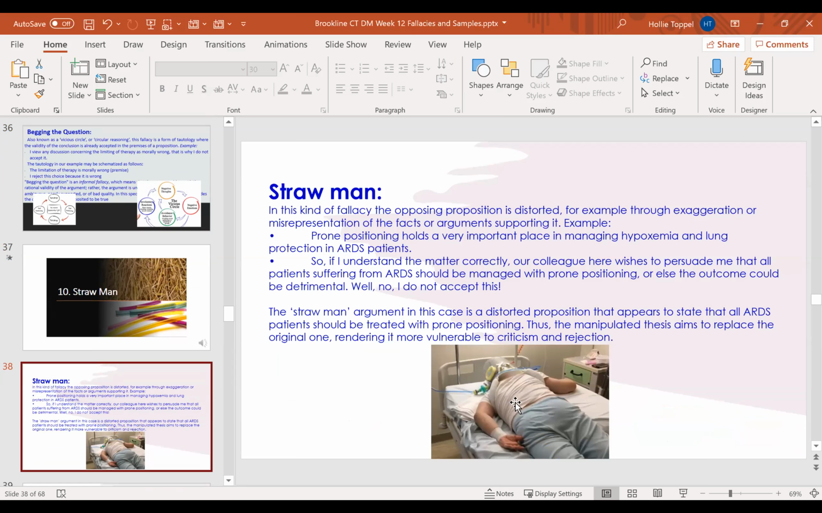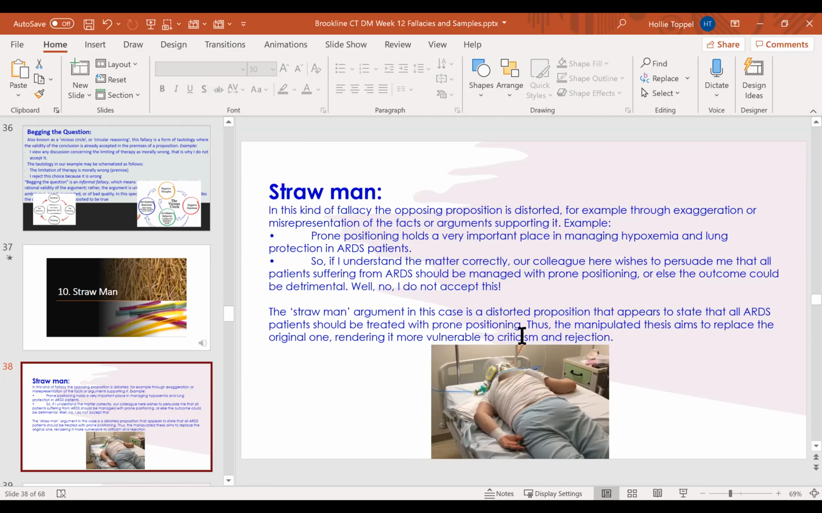Prone positioning holds a very important place in managing hypoxemia and lung protection in ARDS patients. So if I understand the matter correctly, our colleague here wishes to persuade me that all patients suffering from ARDS should be managed with the prone position, or else the outcome would be detrimental. And they don't accept that. So the straw man argument in this case says the distorted position appears to state ARDS patients should be treated with prone positioning, and it replaces the original one. It doesn't validate it with evidence. It's validated with criticism and rejection.